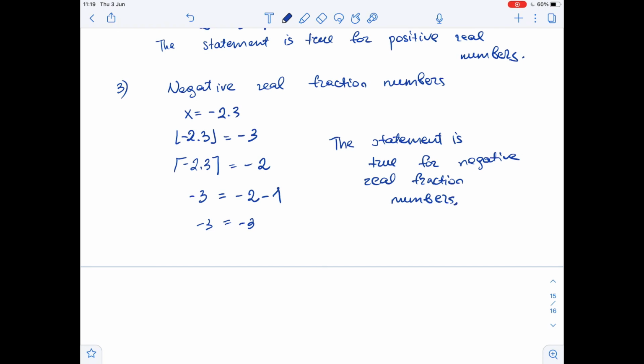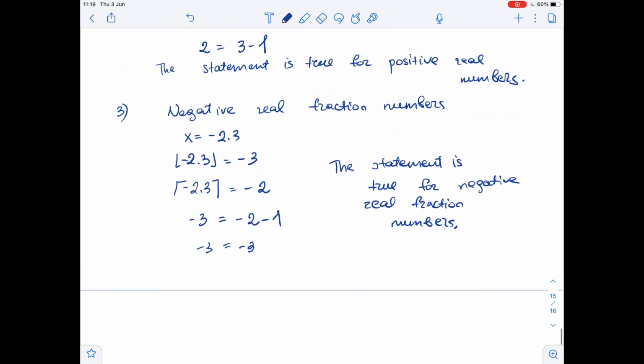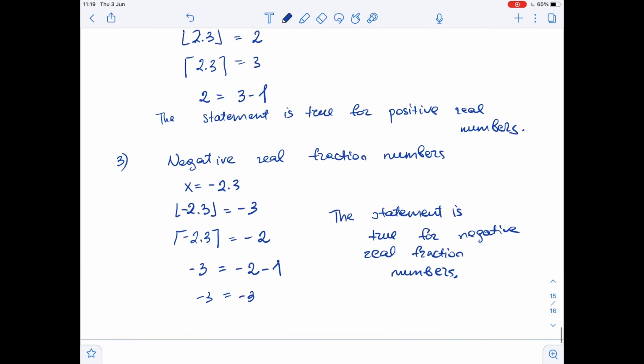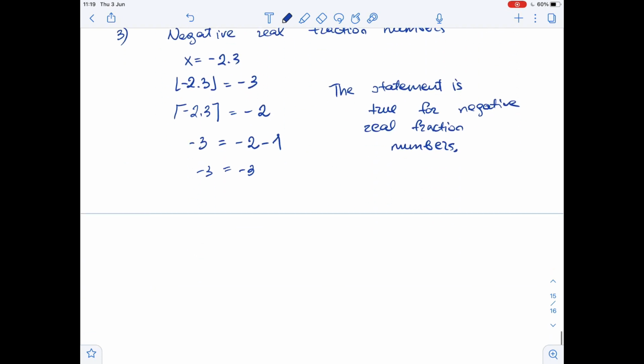So our final answer is negative and positive real fraction numbers. So all real numbers except integers. So our answer is all real numbers but integers. And this set of numbers looks like this, R minus Z.